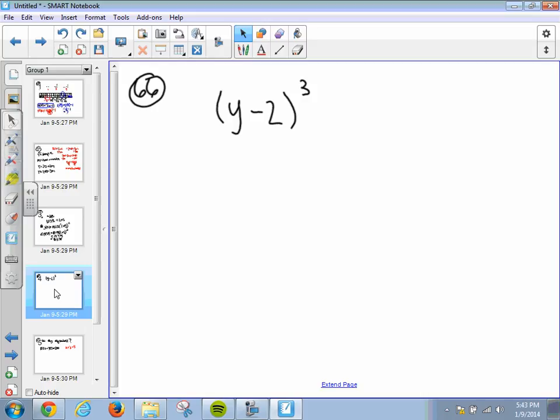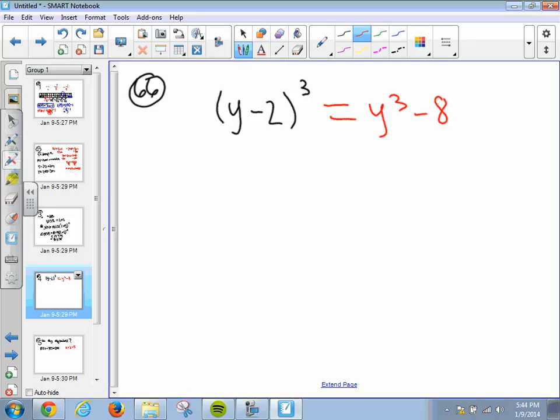The common mistake people are going to make is they're going to be like, oh, well, that's really just equal to 3y minus 8. What they did there is they forgot that there's going to be some middle stuff in between. So this never works unless y is equal to 0. But we don't know what y is, so we're going to assume that that's not going to work.